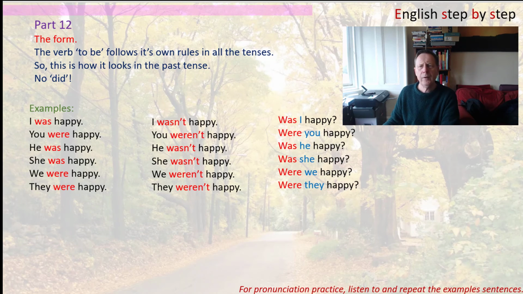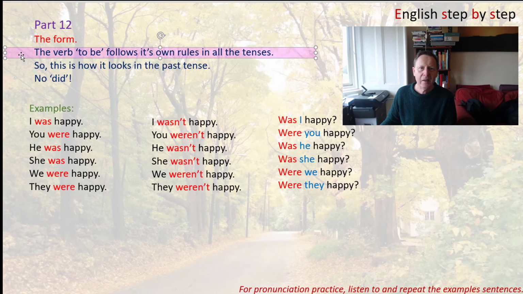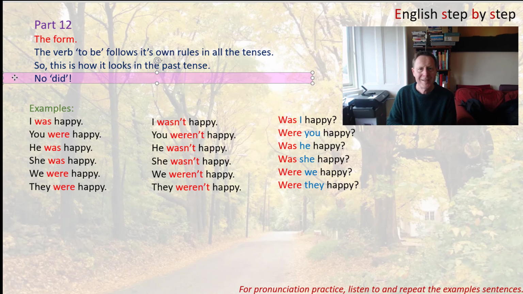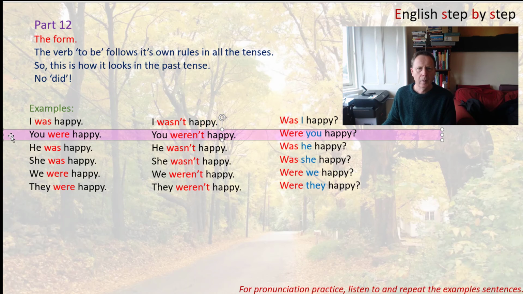So to finish off this look at the form of the past tense verbs, we have to focus a little bit on the form of the verb to be, because the verb to be always follows its own rules in all of the tenses. So this is how it looks in past tense. The important thing, there is no did. Examples. I was happy. I wasn't happy. Question, was I happy? You were happy. You weren't happy.